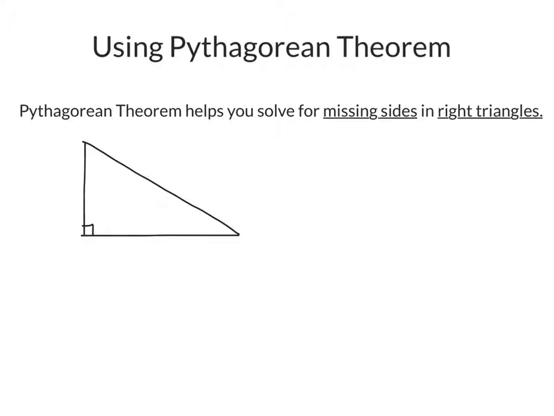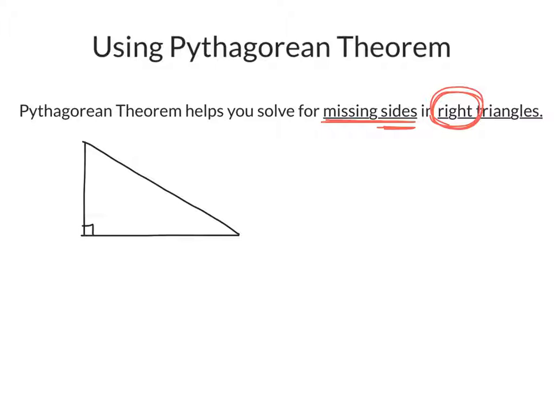All right, here's our quick little video about the Pythagorean theorem. So we're talking about using the Pythagorean theorem. Remember, the Pythagorean theorem helps you solve for missing sides. Notice we're not talking about angles at all. We're just talking about sides here, and it only works in right triangles. We're going to learn how to solve non-right triangles in a few weeks, but right now we're just brushing up on right triangles for a minute.